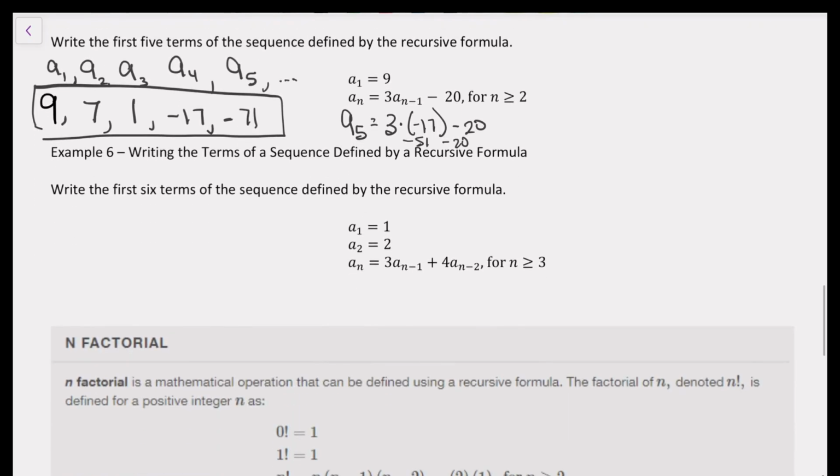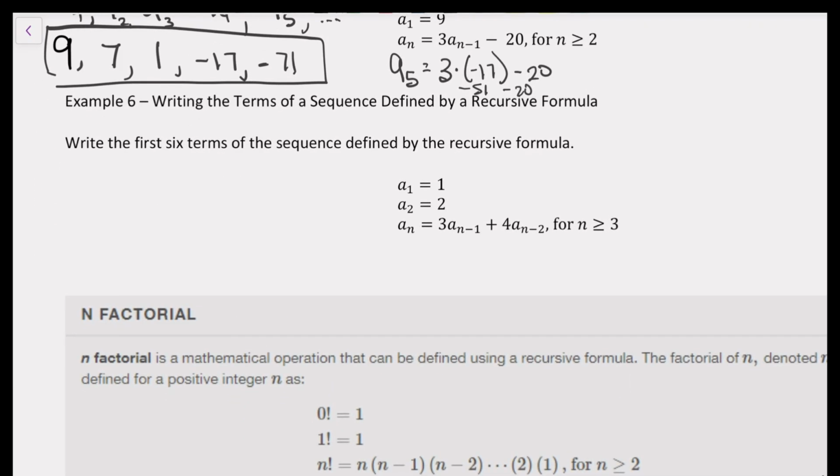This next recursive, example 6 here, they give us the first two. Now let's talk notation here. When we've got this one and we have this one, okay? So when we're on the third, let's say a sub 3, this is going to be 3 times a sub 2 plus 4 times a sub 1. So you're using the previous term and then even 2 previous terms, right?